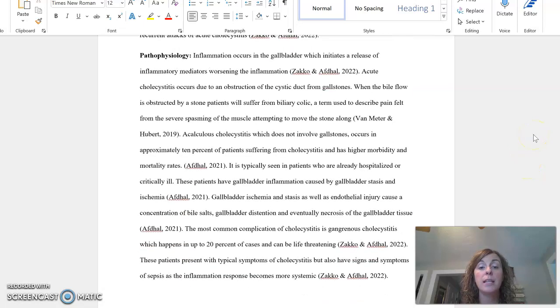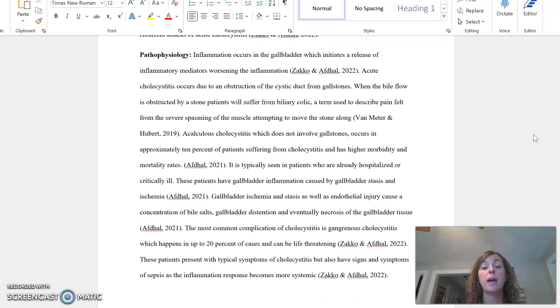Acute cholecystitis, as I mentioned, is caused by an obstruction of the cystic duct from gallstones. And when these stones block the bile flow, patients will suffer from biliary colic, which is a term used to describe the pain that they feel from the severe spasming of the gallbladder muscle as it attempts to move these stones along. Acalculous cholecystitis is a less common form of cholecystitis, and it does not involve gallstones.